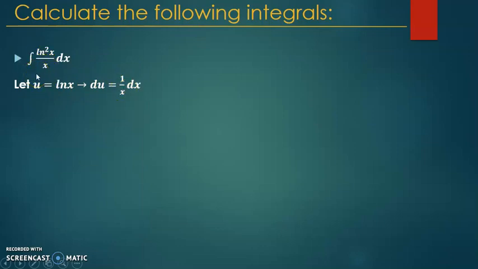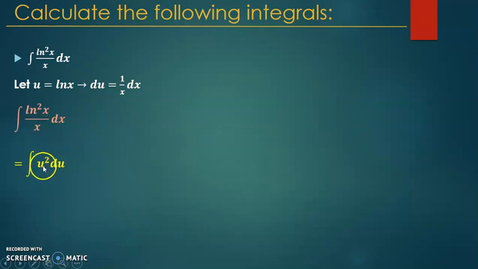Now to check if this substitution is correct, you need to check if you can rewrite this in terms of u and du. So what's u? u is ln x, so this will be u squared. Let's see what's left. What's left is 1 over x dx, which is du. So this means that it works. So this would be u squared, and what's left is du.